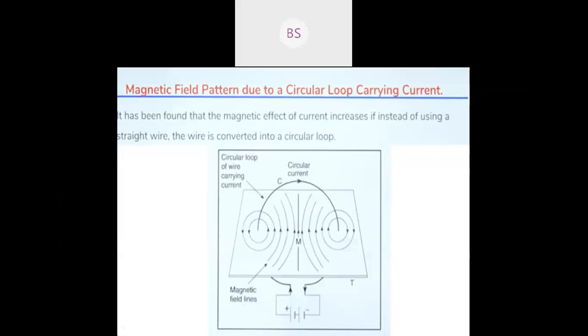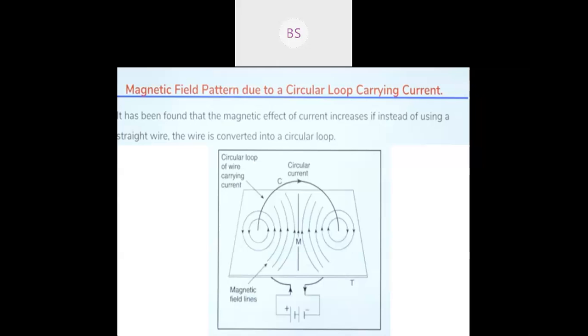No, ma'am, no doubt. Any doubt in the first one, in a straight current carrying wire? No, ma'am. Two things you have to observe. If the current is flowing in the upward direction, the direction of the magnetic field line is anti-clockwise. And if the current is flowing in the downward direction, then the direction of magnetic field lines is clockwise. So these two things were observed in the previous case.